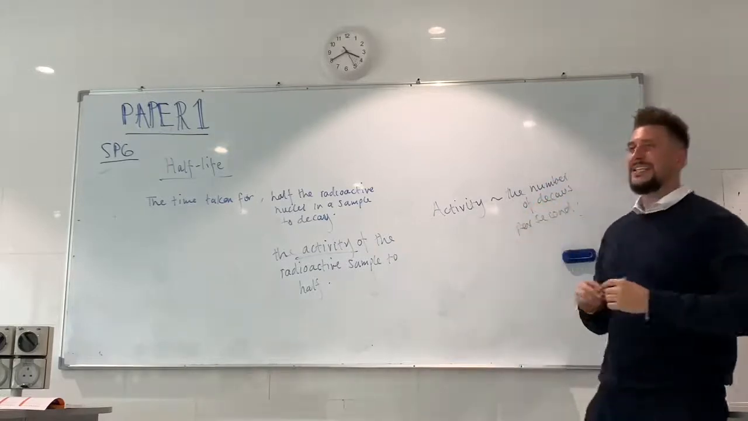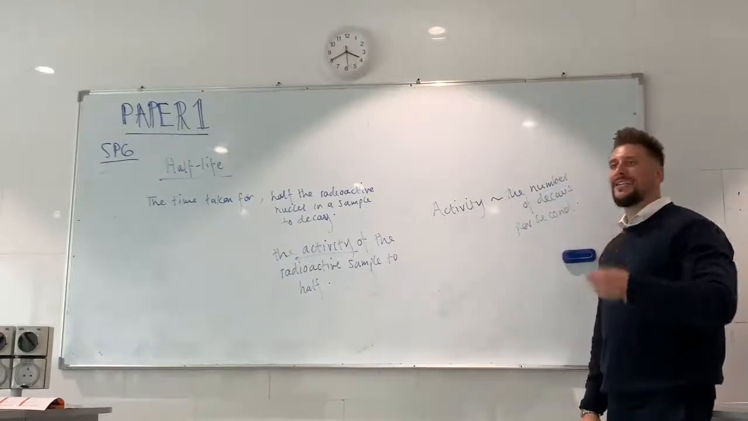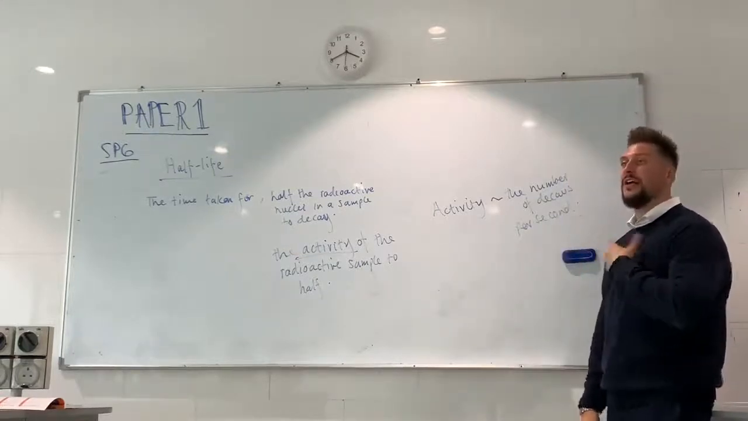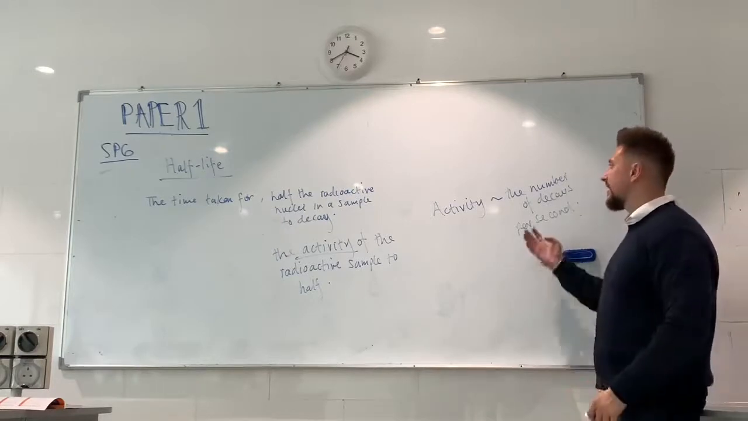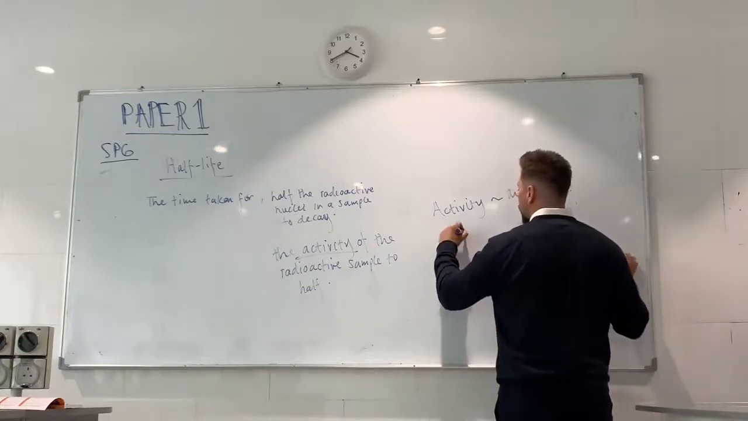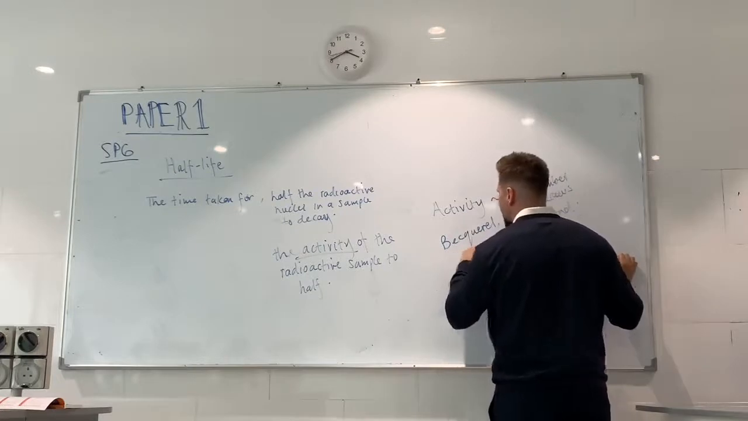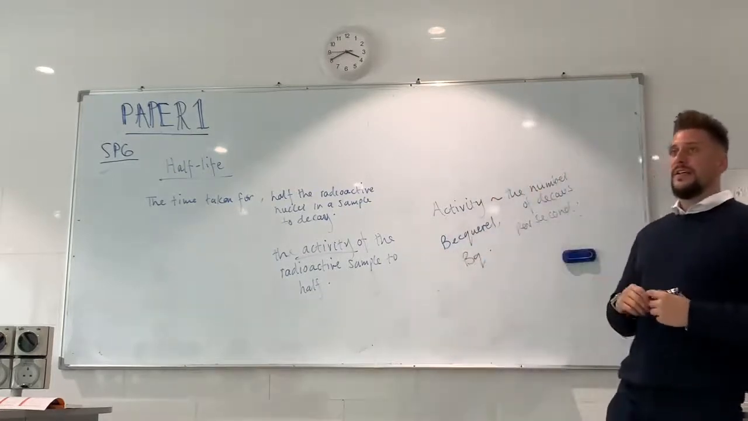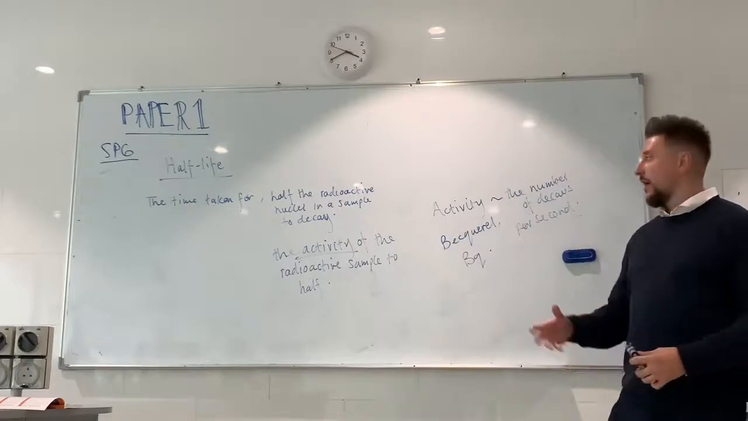How many decays in this substance, let's say uranium, how many times does it decay every second? How could I measure that? Use a GM tube. Yeah? So the activity is how many decays per second. Activity is measured in a unit called the becquerel, and the symbol we use for the becquerel is Bq. Yes? So 1 becquerel is 1 decay per second.